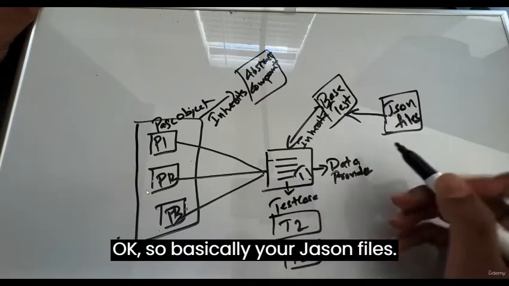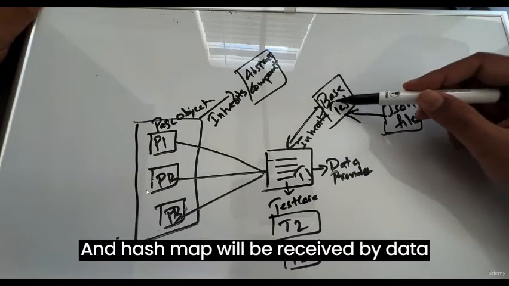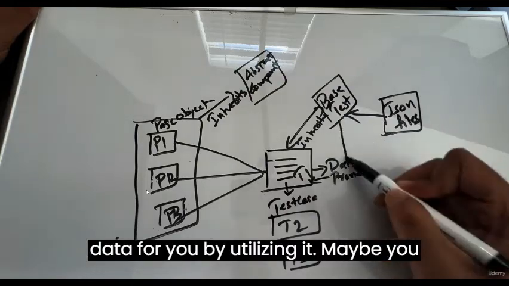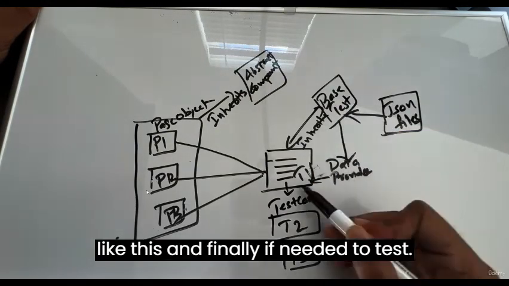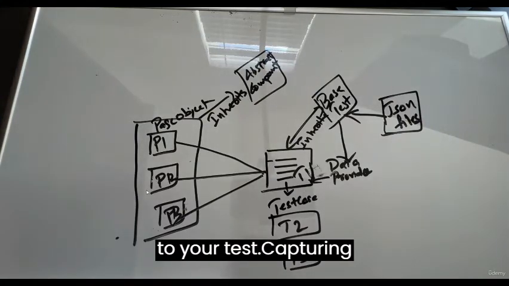So basically your JSON files will be read by this method, and the hash map will be received by the data provider, and then the data provider sends data for you by utilizing it. Maybe you can remove this arrow. So it goes like this, and finally it is fed to the test. So this is how you are sending the data to your test.